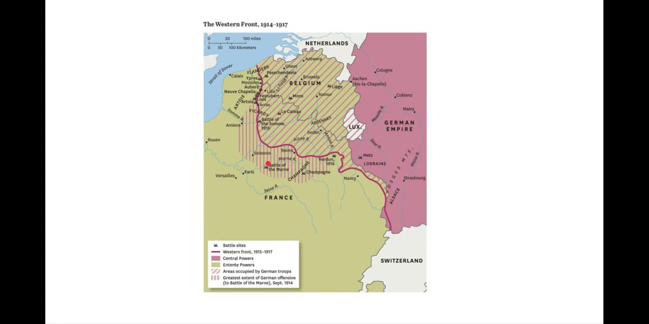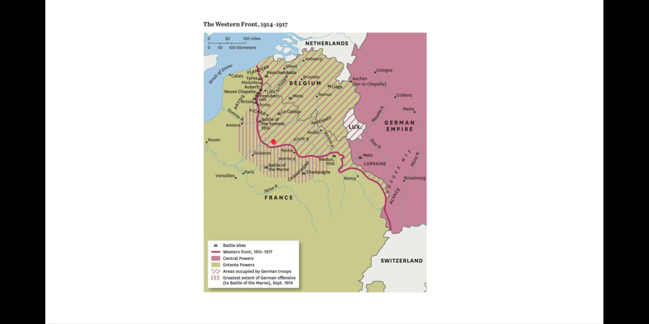British and French troops are able to defeat the Germans and drive them back to the Aisne River here. And then along this line is going to develop all of the trenches. And here is where the race to the sea happens.